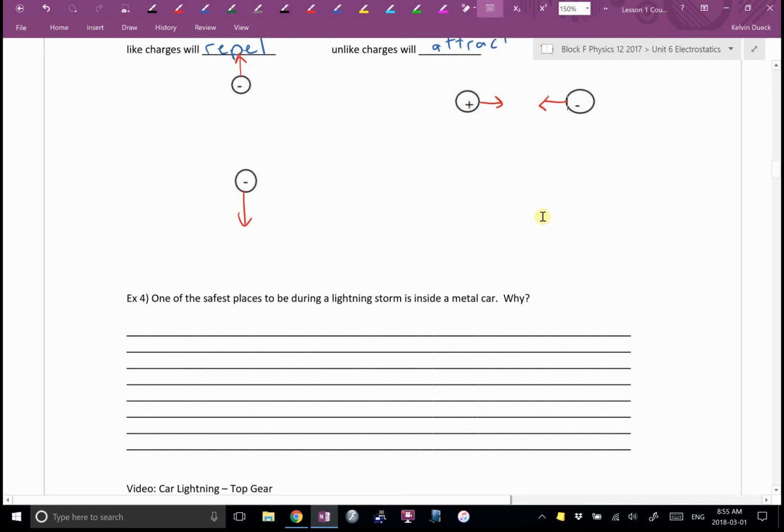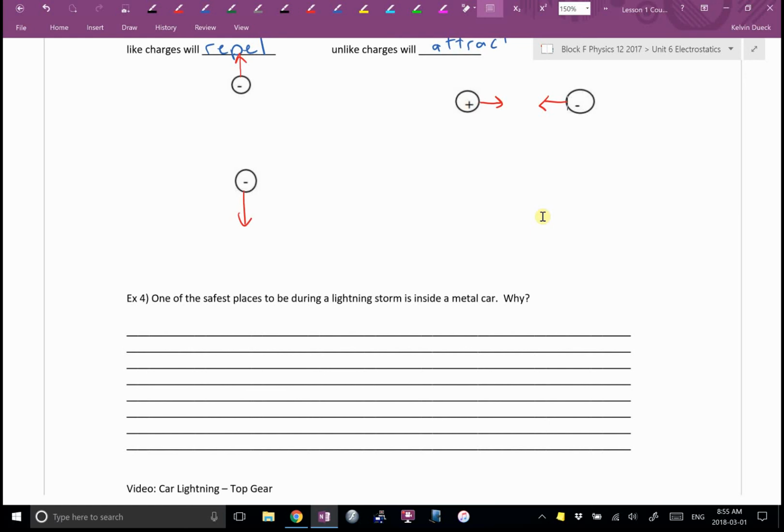The tires have nothing to do with it. And people always say, isn't it the rubber tires? No, it is not. Nothing to do with it. You could lose the tires and you're just fine. Why? The car's metal. Yeah, because metal's a good conductor.